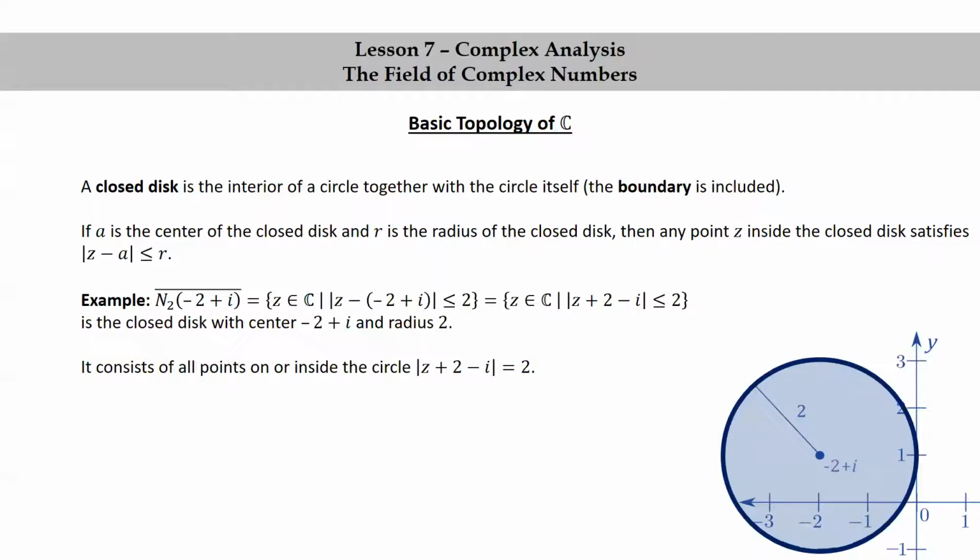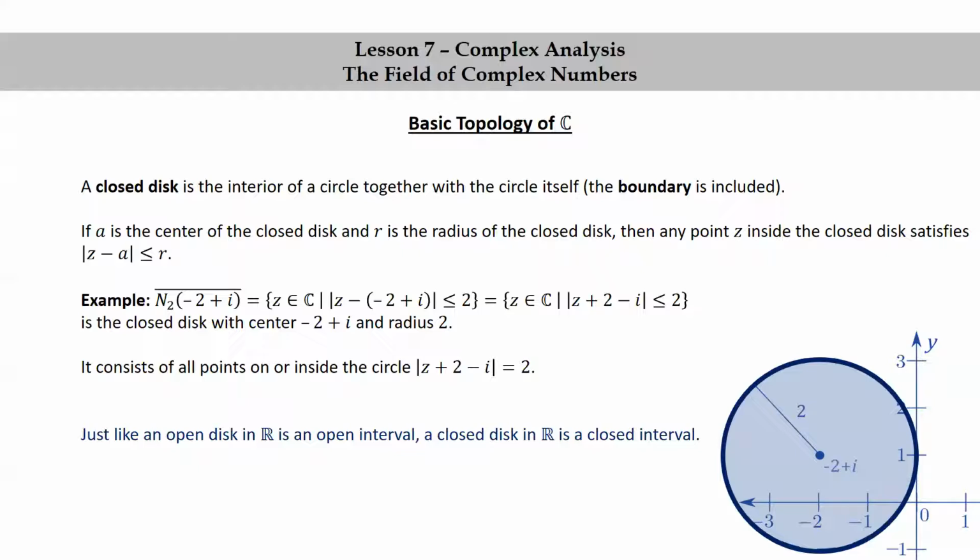Here's a picture of the closed disk. You can see that the interior is shaded to indicate that the interior is included in the set. And this time, the boundary is solid, indicating that the boundary is also included.